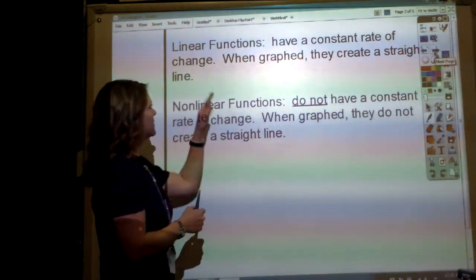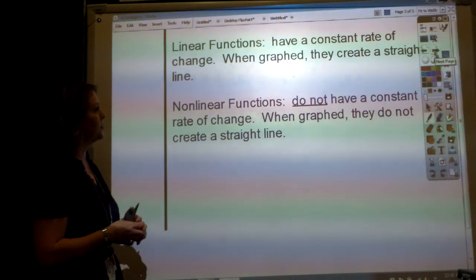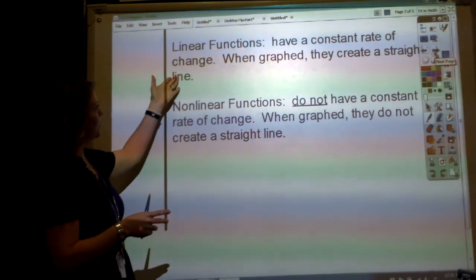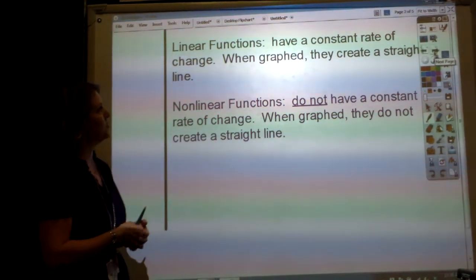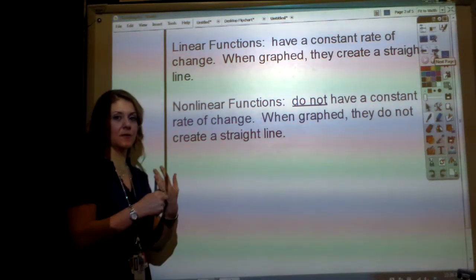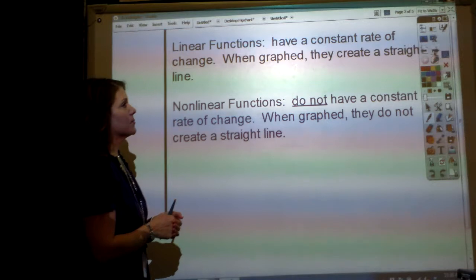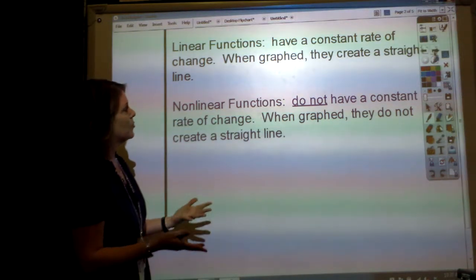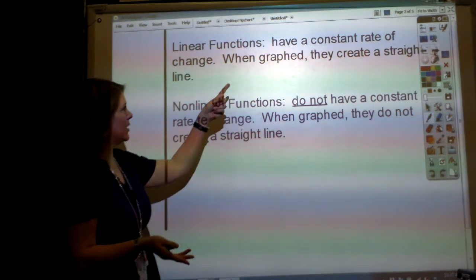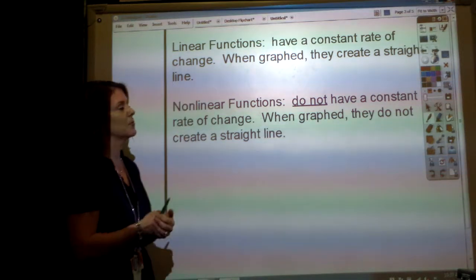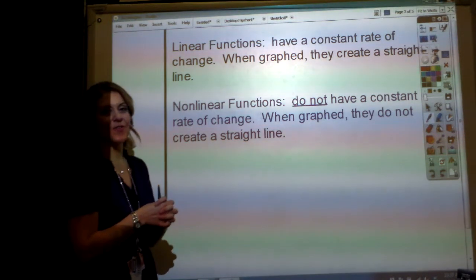Okay, so let's talk about the difference between linear and nonlinear functions. And we've gone over linear, but just as a recap, linear functions have a constant rate of change. They have that constant slope all the way down through the set of ordered pairs. And when you graph that function, it will create a straight line. Which is why they call it a linear function.